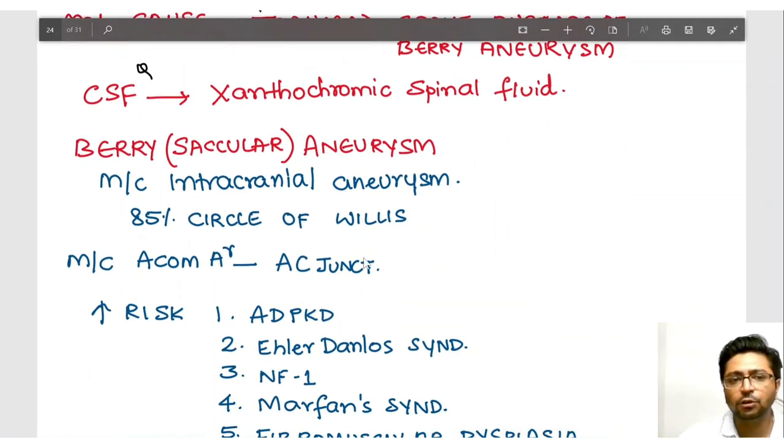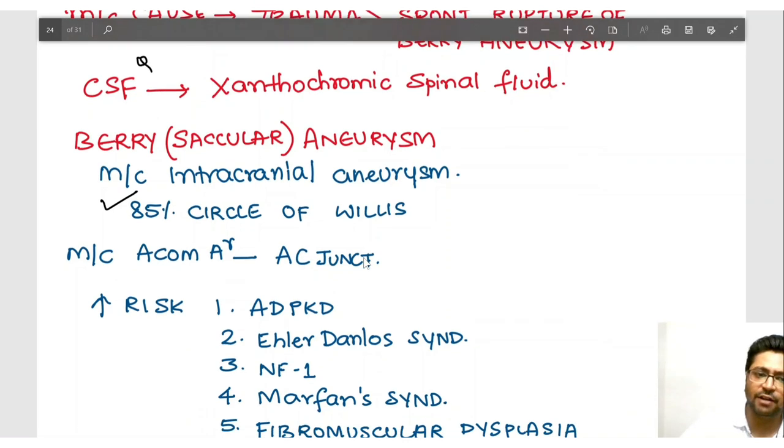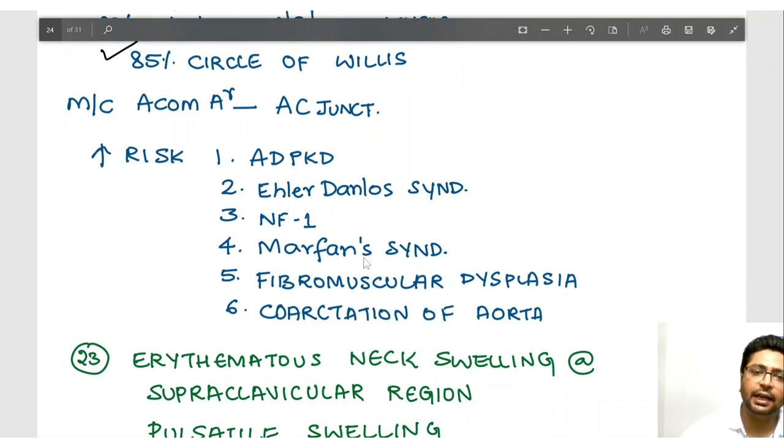Berry aneurysm, also referred to as saccular aneurysm, is the most common intracranial aneurysm. It mainly involves the circle of Willis in 85% of the cases. Most common site for Berry's aneurysm is the junction between the anterior communicating artery and the anterior cerebral artery. So what are the risk factors? Increased risk is noted with ADPKD, that's polycystic kidney disease, Ehlers-Danlos syndrome, neurofibromatosis type 1, Marfan syndrome, fibromuscular dysplasia and coarctation of aorta. This is about subarachnoid hemorrhage.